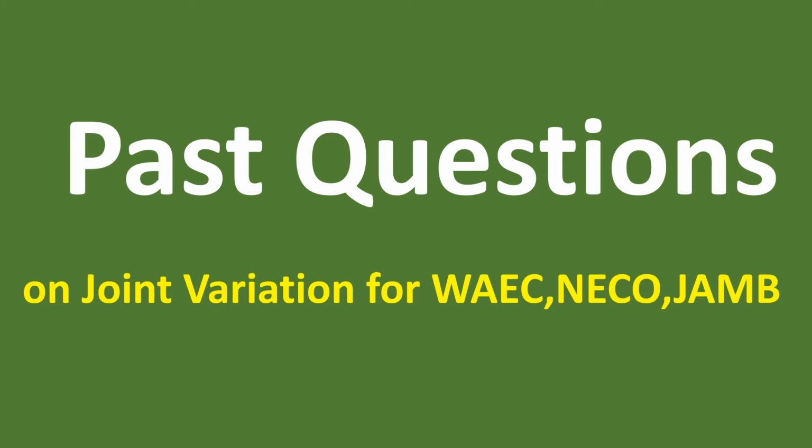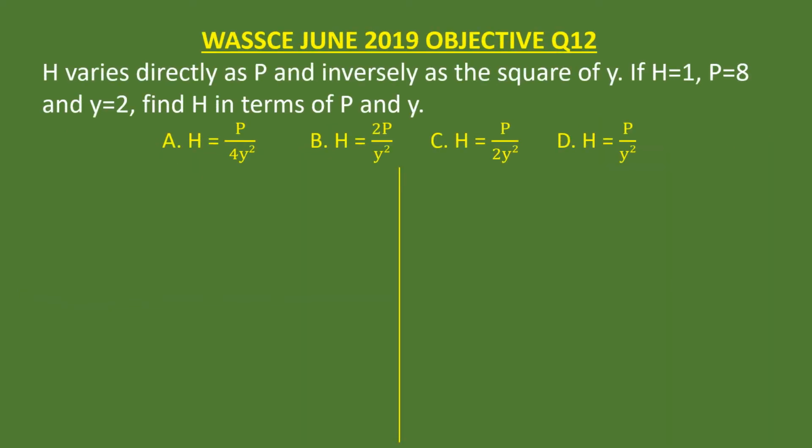Let's dive straight in. Now let's take the first question. West African Senior School SAT, June 2019. Objective question 12. H varies directly as P and inversely as the square of Y. If H is equal to 1, P is equal to 8, and Y is equal to 2, find H in terms of P and Y. The options have been given: A, B, C, and D. One of them is the correct answer.